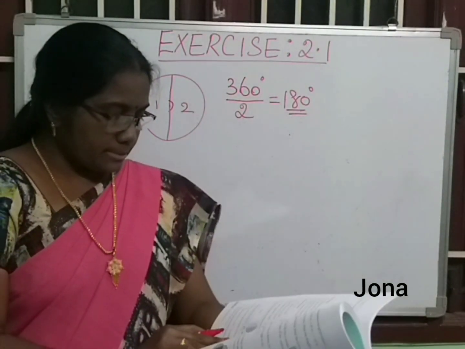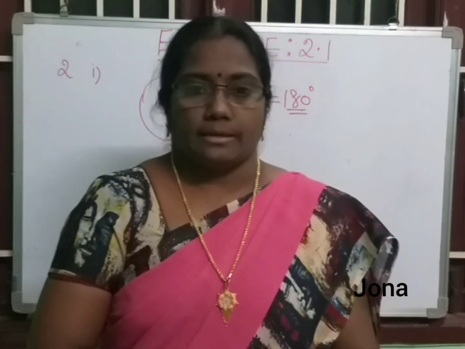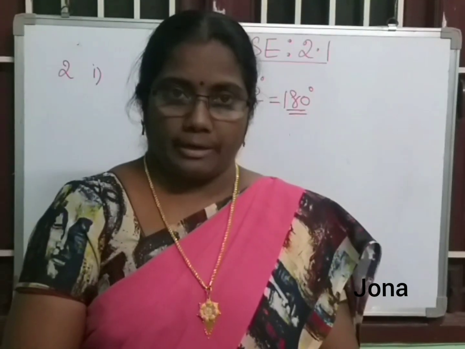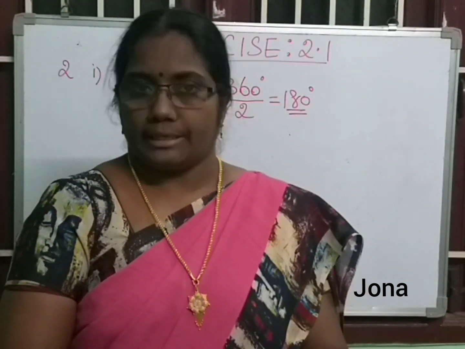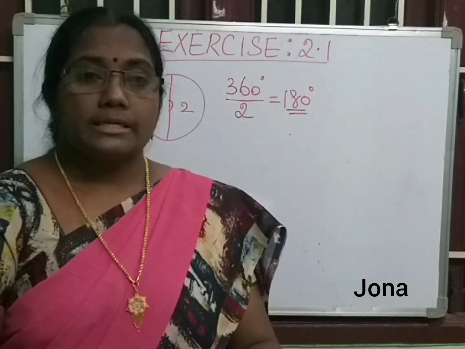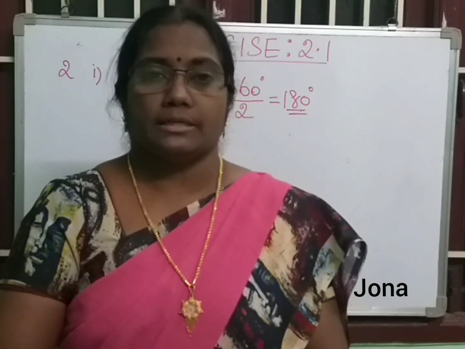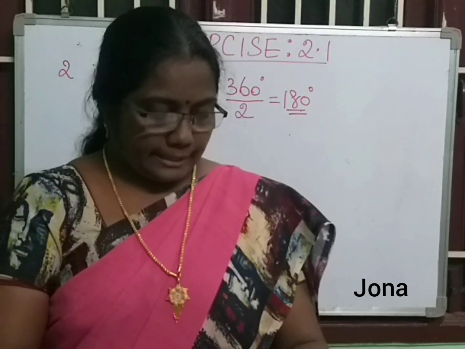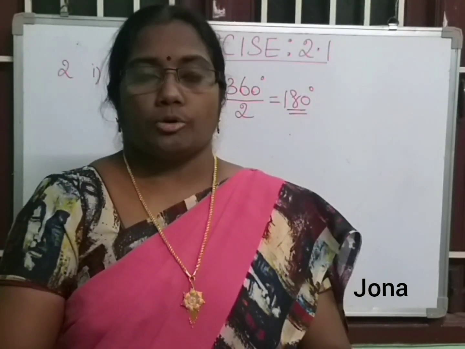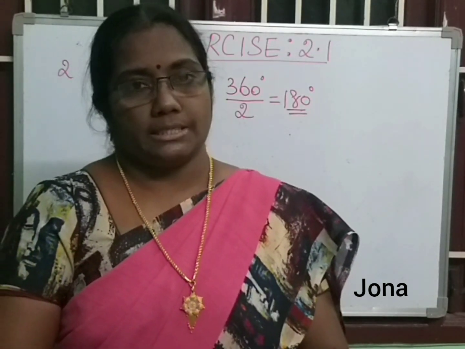Look at the next problem. Here we have 5 parts. In the second problem we have 5 parts. So we have to divide 360 by 5, which is nothing but 72 degrees. And then look at the third sum. It is split into 8 parts. So 360 degrees divided by 8 is equal to 45 degrees. And then the last problem is divided into 10 parts. So I want to divide 360 by 10, which is nothing but 36 degrees.